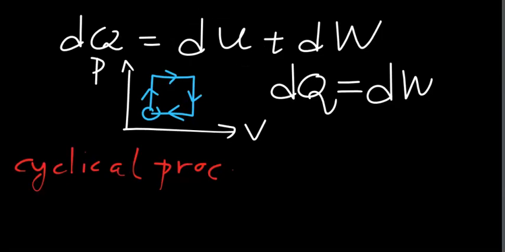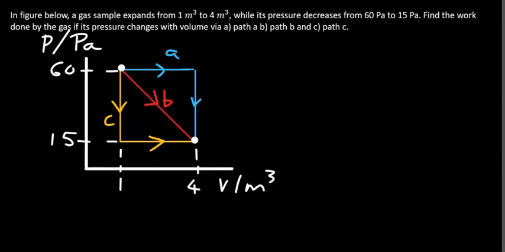So for this particular example, if you are asked to determine the amount of change in heat or the amount of heat added, all you have to do is to determine the area of this shaded region, because that represents the net work done. Let's try to understand these concepts by looking at the example below.